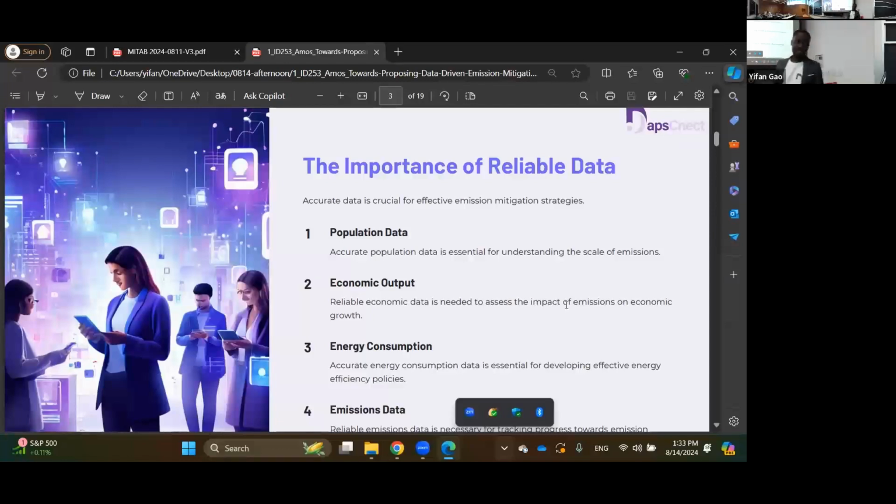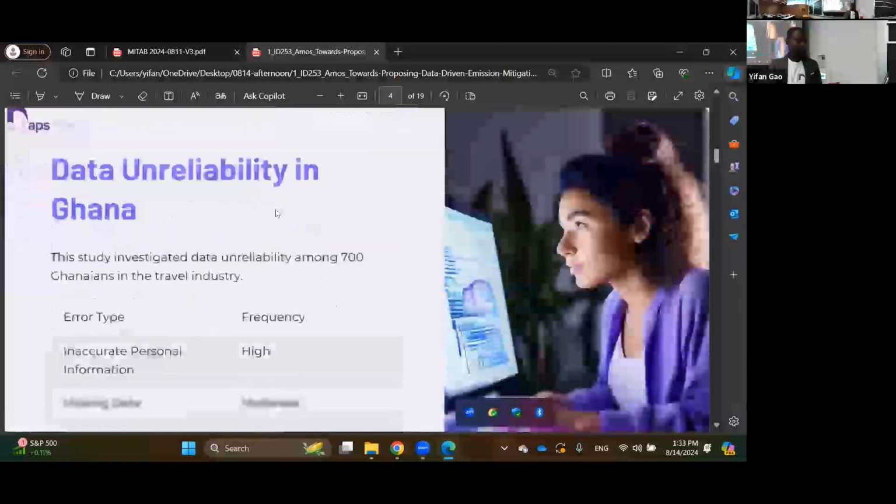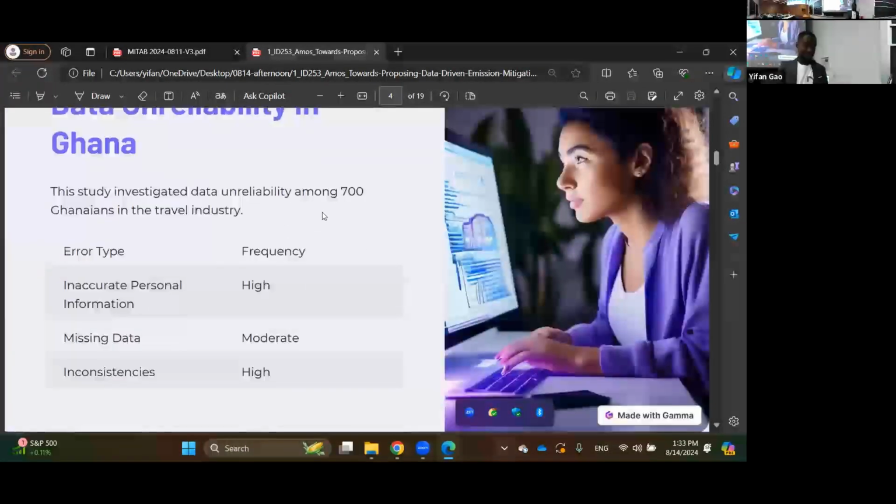The importance of having reliable data, of course, reliable data means reliable population data, economic output data, energy consumption, then emission estimates. As I will show, we found that a lot of people do not even understand data. So for the past 2 years, we've been working on innovative ways of getting reliable data from people, so we could help them shape it and then advance it for national development. And we found that most Ghanaians do have errors in the data. The data is filled with errors and inconsistent across various metrics about the individual and the household.